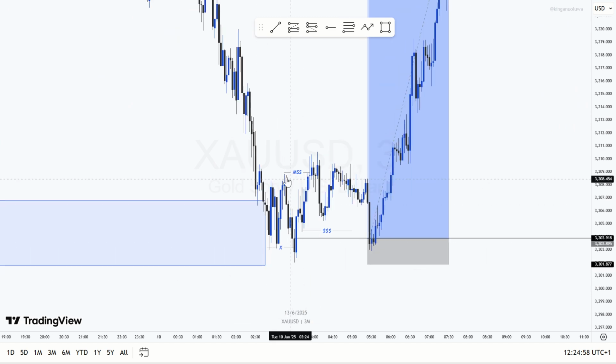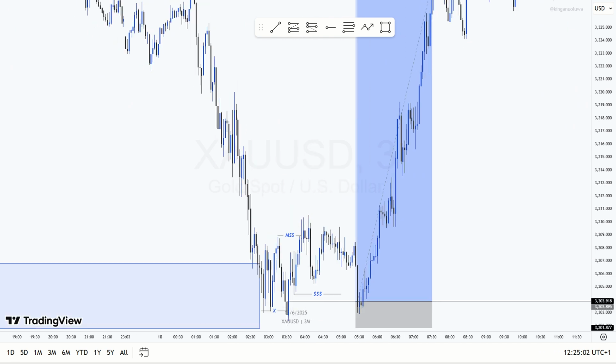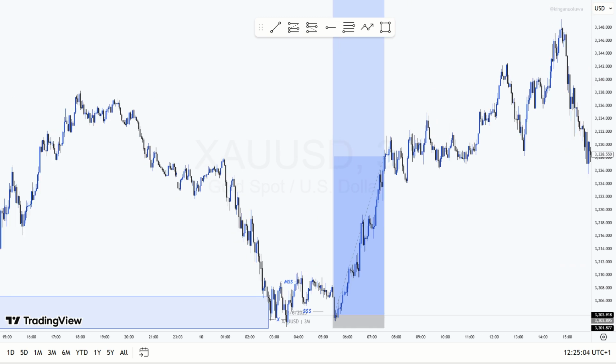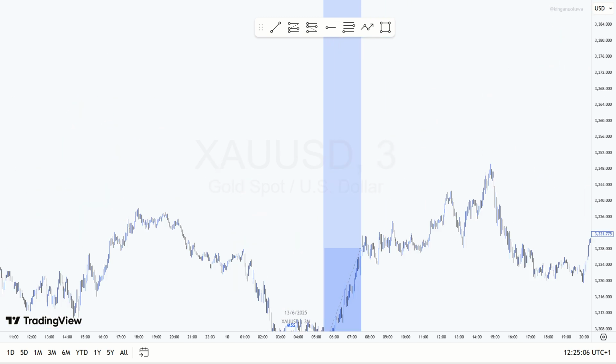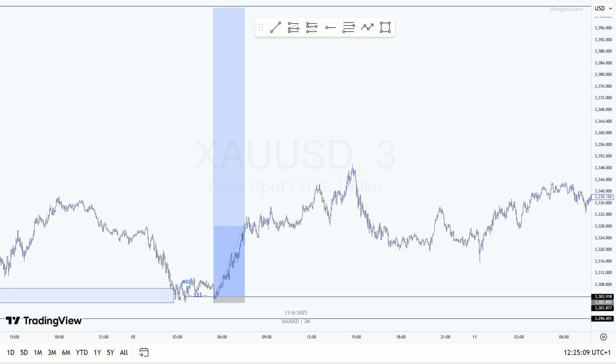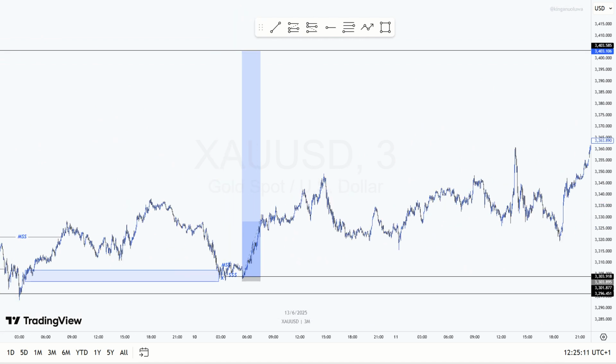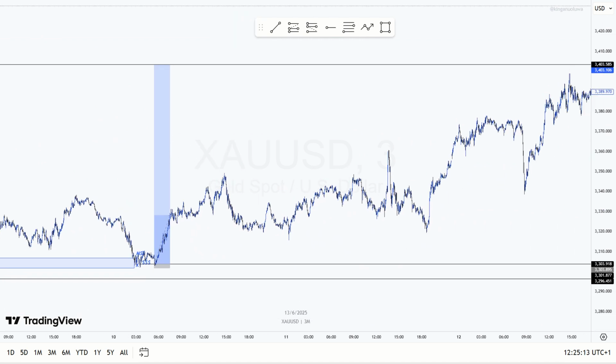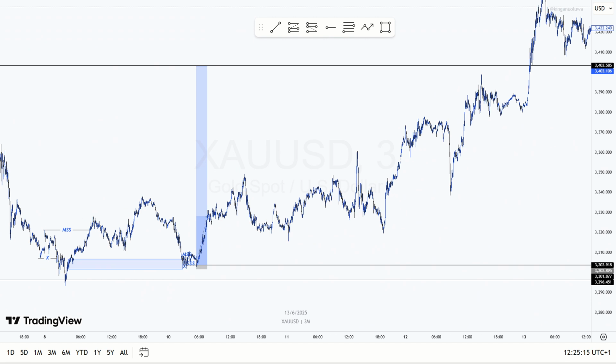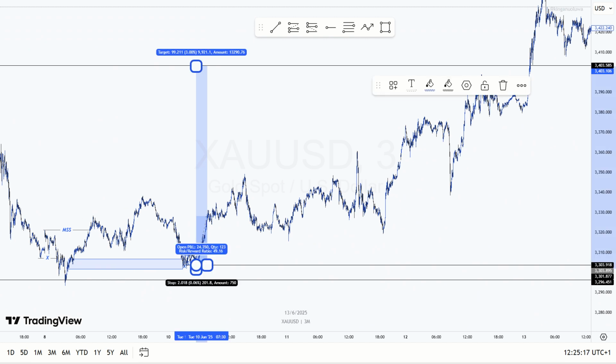Break of structure to the downside, market structure shift, liquidity, OB. Then I take it to the upside. Let me just see if I can do everything at once. So there it is. Straight to full TP. There it is right there. This is a 49 RR setup.